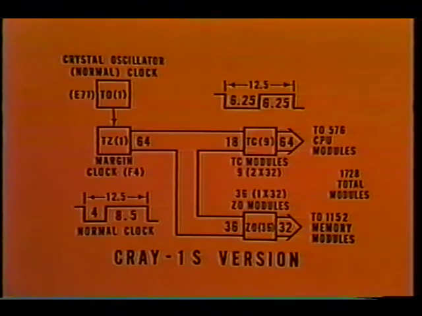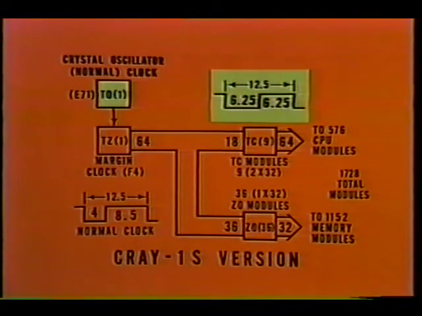Now let's take a look at a block diagram for the revised master clock, which came about with the advent of the Cray 1S. Note that a TO module was added, and ZO modules were used in place of ZC for fan-out to memory. The TO module contains a single crystal used to generate the normal clock. Its output wave shape is as shown.